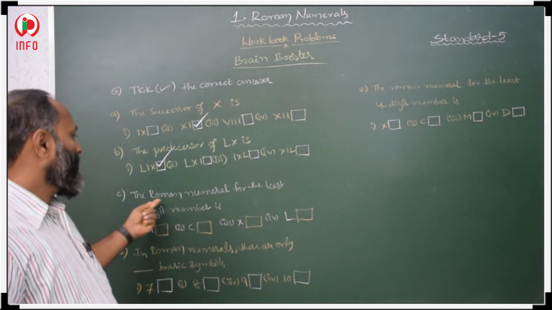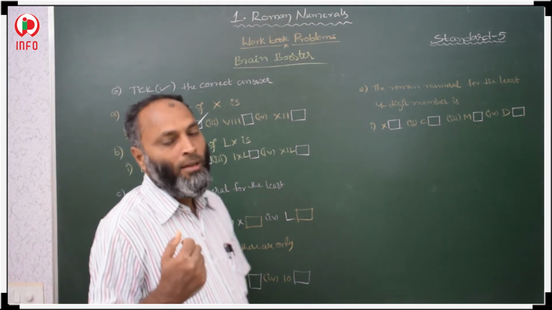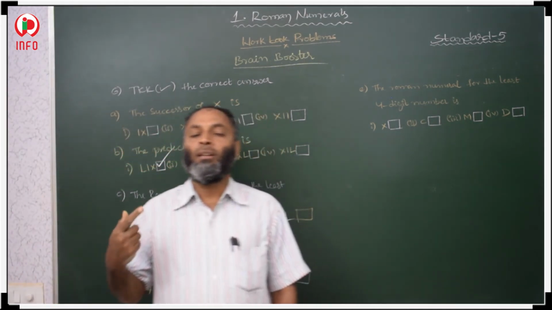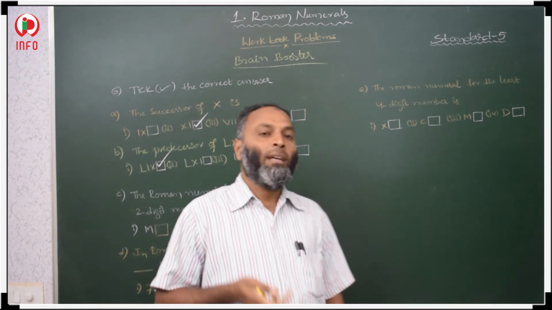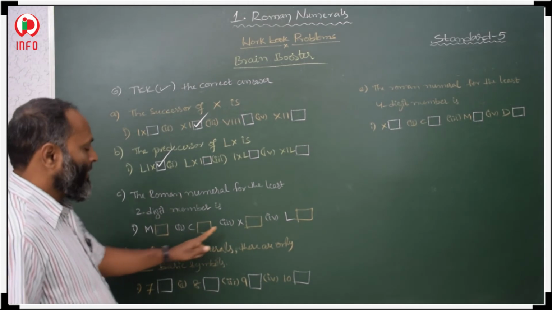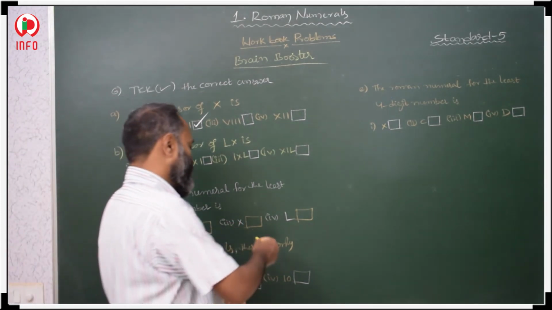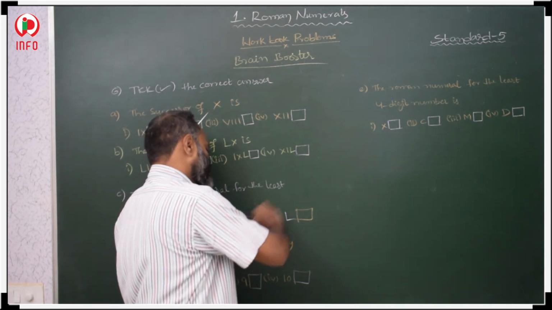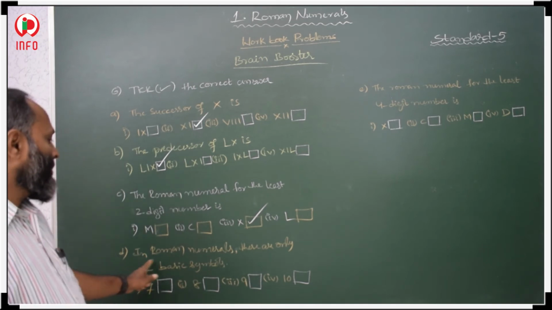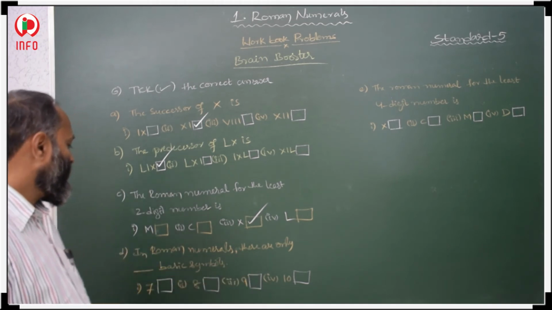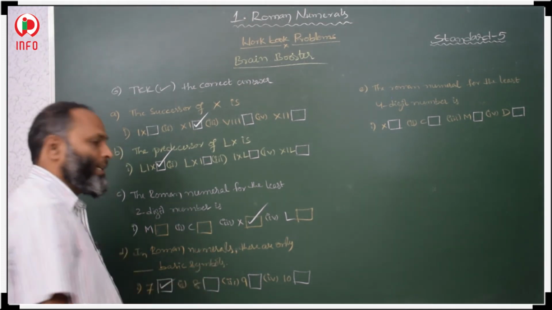Now, the Roman numeral for the least 2 digit number is 10. Double digit means 2 digit, and the least number is 10. We know that the greatest is 99 and the least is 10. Wherever 10 is there, you mark it. M means 1000, C means 100, X means 10. This is your right answer. The least 2 digit Roman numeral is X. Next, in the Roman numerals, we have only 7 basic symbols.